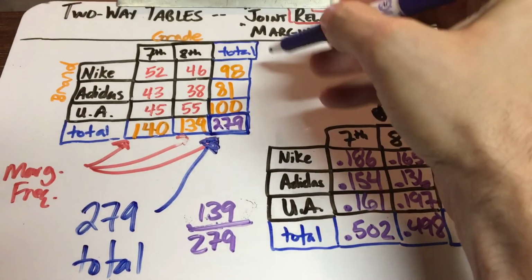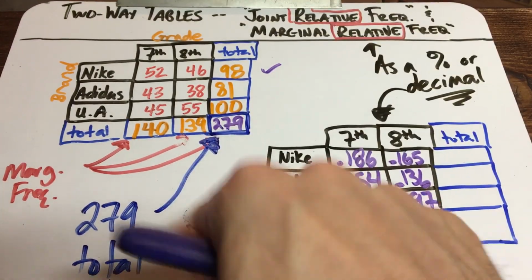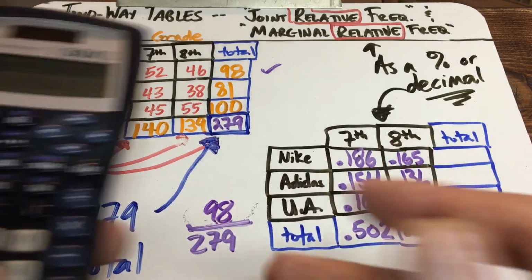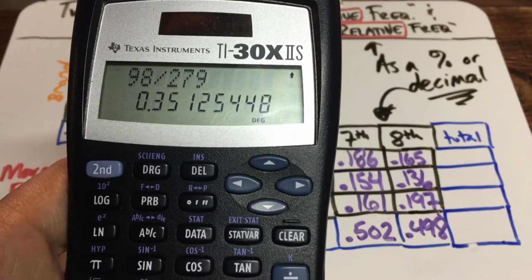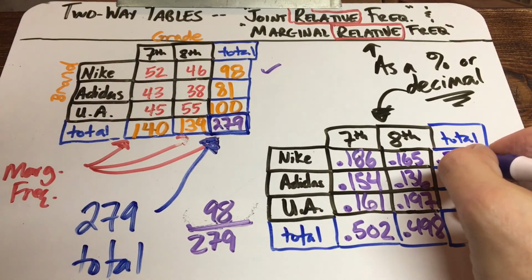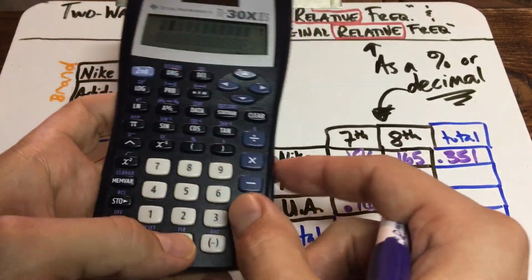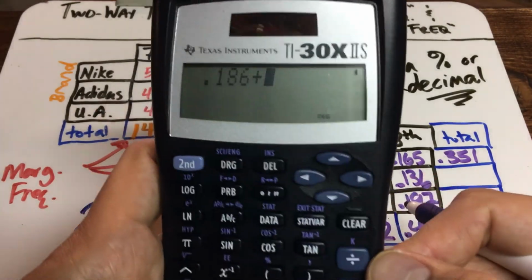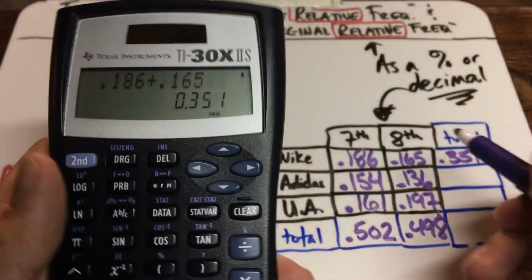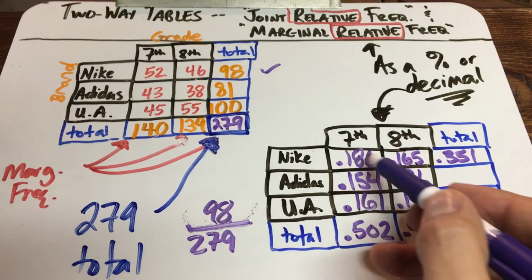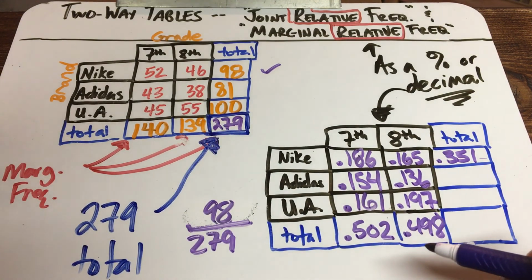If I want to figure out the total percentage who pick Nike, we had 98 students who liked Nike out of 279. So what percent of our students enjoyed Nike the most? Okay, 98 divided by 279. This is one way to do it, 0.351. Another way to do it would be to just add those together, right? It should be the same thing. If I add up 0.186 plus 0.165, I should get the right answer. See, same thing. So you could do 98 divided by 279, or you could just add those two together. 35.1% of our students pick Nike.